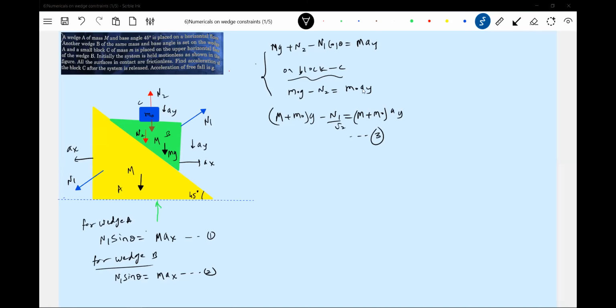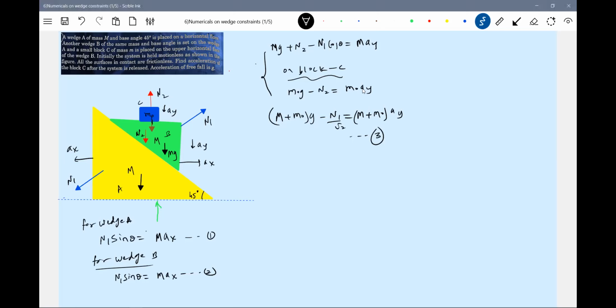Acceleration along the common normal must be equal, because the block will be in contact with C. Sir, for wedge A and B? For wedge C and B, that's what I wrote, no? Block C is on wedge B, no? Sir, for wedge A and B, same acceleration along the x-axis, no? Yeah, definitely. Because what is the force acting? N1 sin theta on wedge B, N1 sin theta on wedge A. So I should put the same acceleration. Okay, sir.